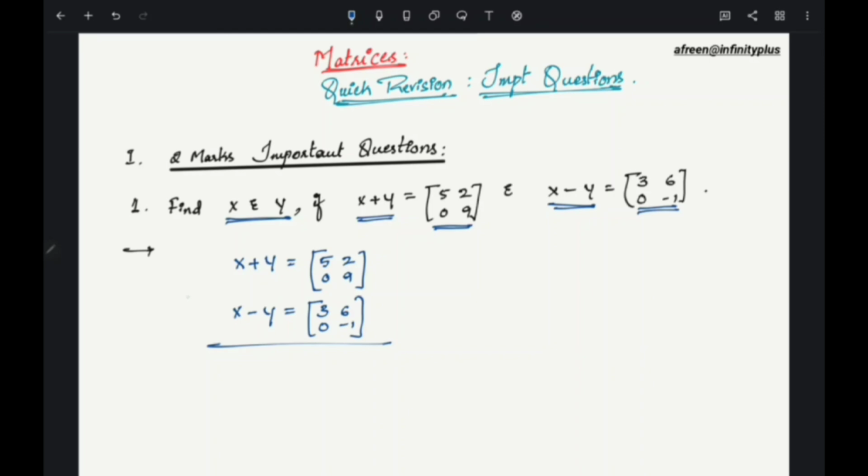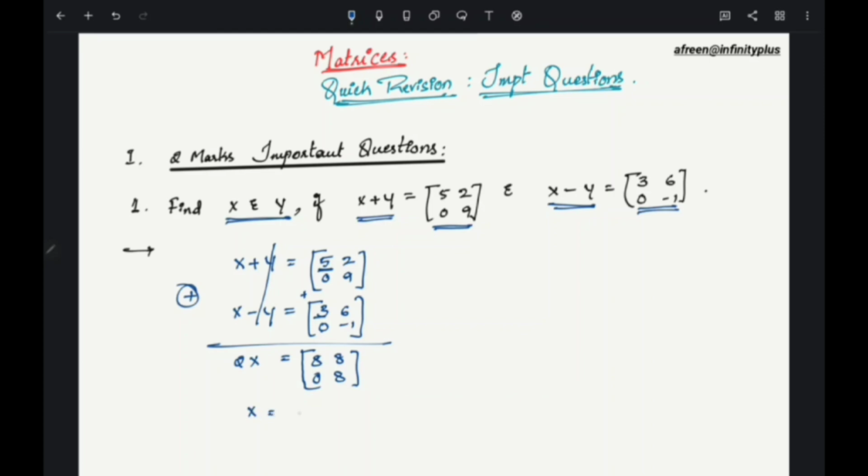If you add both of these equations, what will you get? x plus x will be 2x, and y minus y will get cancelled, which is equal to the sum of these matrices. How to add these matrices? Here we add the corresponding elements. 5 added with 3 is 8, and 2 added with 6 is 8, and 0 added with 0 gives 0. 9 minus 1 will be 8. So we have got 2x is equal to the 2 cross 2 matrix 8 8 0 8.